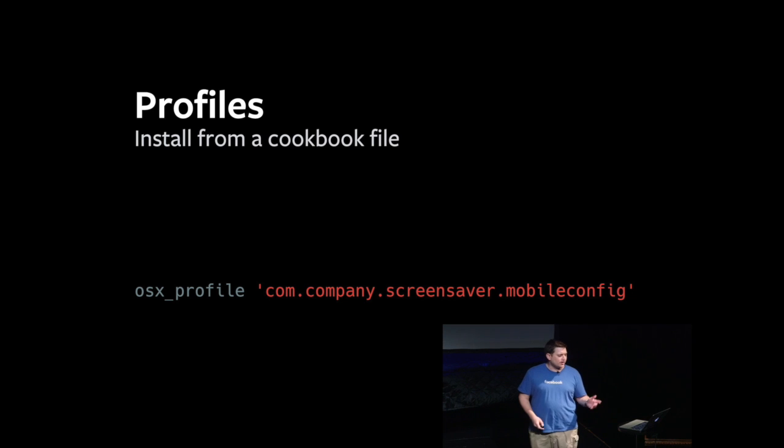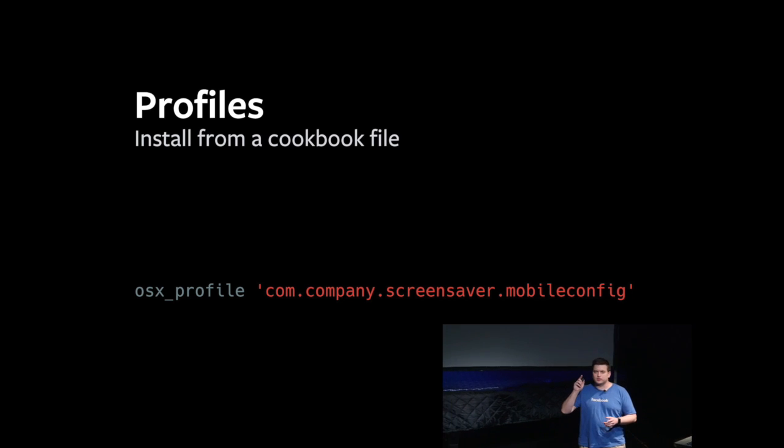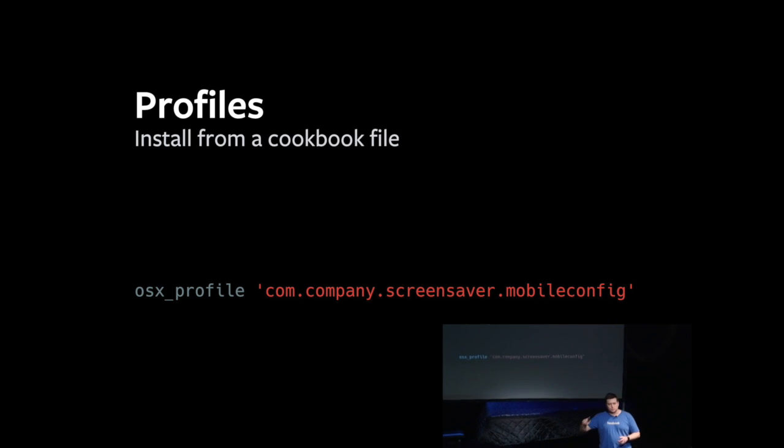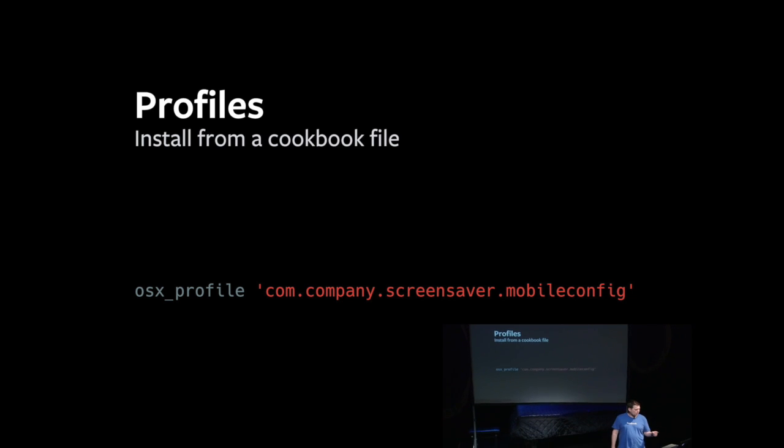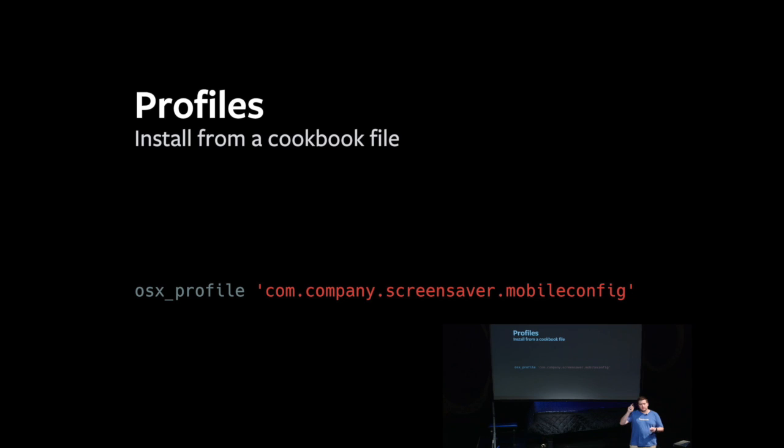So say you have com.company.screensaver.mobileconfig. You put that in your cookbook, files, recipe, default directory. You just put it right in there. You specify this one line. It will download it and install it. If you ever change that file in your cookbook, even one character, it will automatically download it again, reinstall the profile because it knows it has changed.